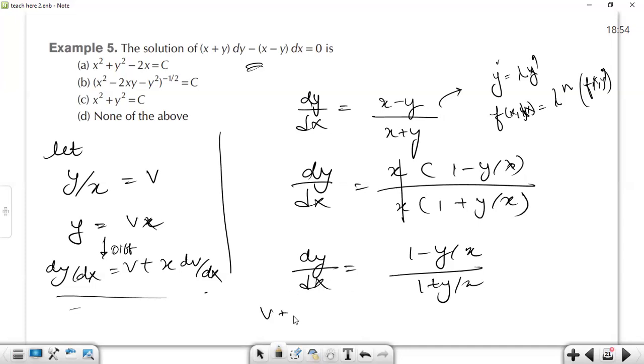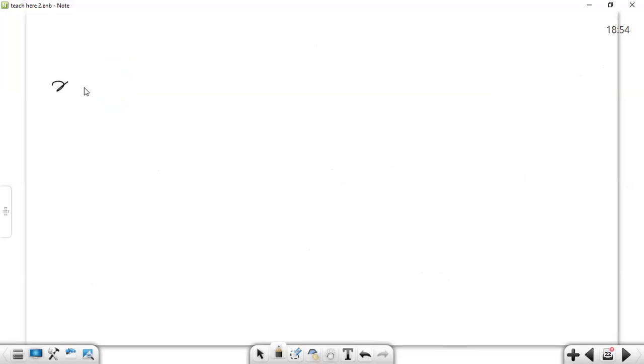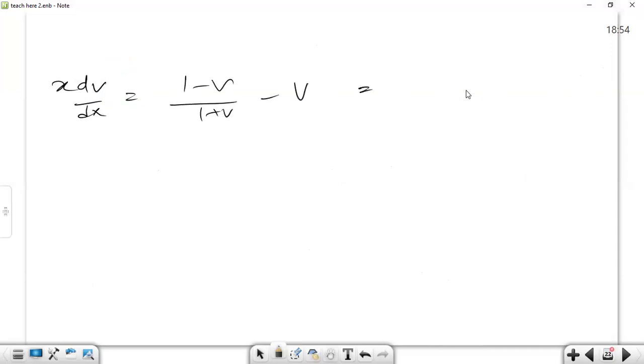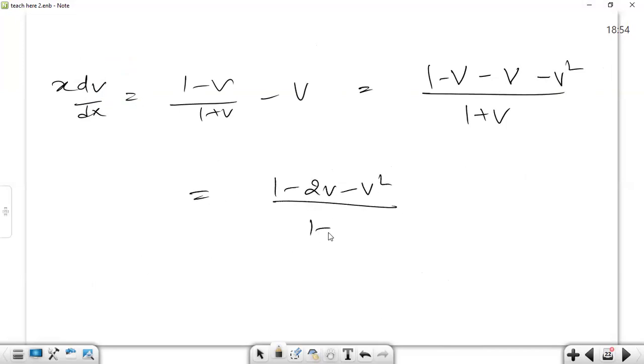So dy over dx has become 1 minus v upon 1 plus v, so simply x into dv over dx. Now 1 minus v upon 1 plus v was... so let's bring the v on the left hand side. It will make it as 1 minus v to minus of v minus v square. Clear? Yes, sir. 1 minus 2v minus v square upon 1 plus v. So yes, this is x dv over dx.